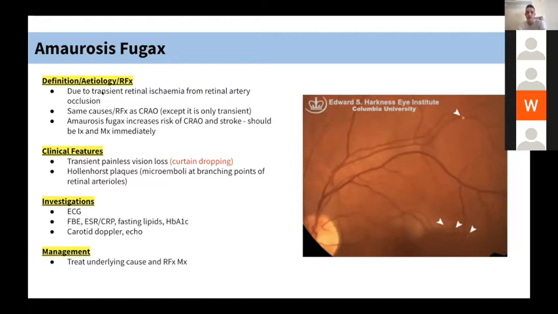So the next one, amaurosis fugax. I mentioned this before. I'll skim past this one, but it's pretty much the same as a central retinal artery occlusion, except it's transient. So all the same risk factors, same clinical features. You'll get painless visual loss, but it will come back after 10, 15 minutes or so. And you'll treat it pretty much the same way with risk factor management. And if you are having this happen again, you are more likely to have a retinal artery occlusion.